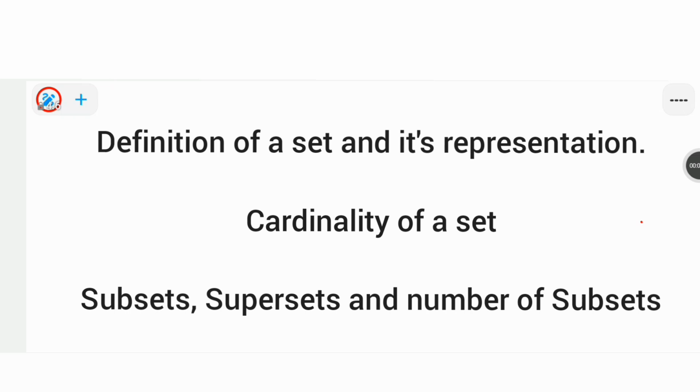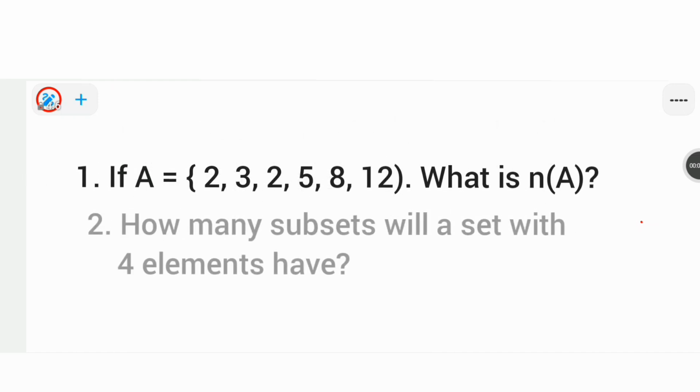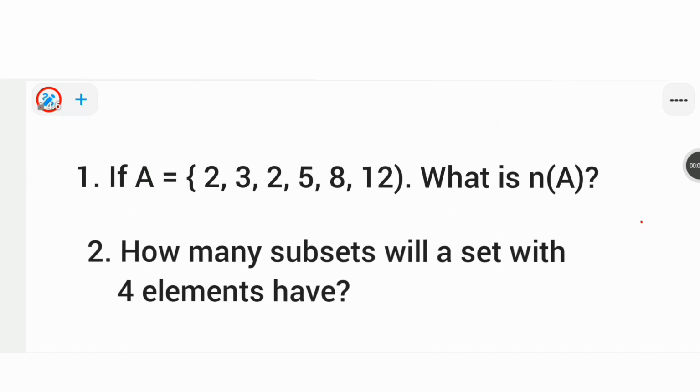So I'm going to post the next aspect, which is operation on sets, talking about union and intersection. So try the exercise on the screen right now. Try it and post your answer in the comment section.